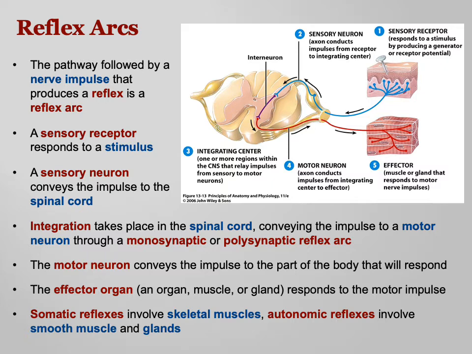So somatic reflexes involve skeletal muscles, autonomic reflexes involve smooth muscle and gland. We haven't really talked about the nervous system yet, but we just keep trying to preview this stuff, all right? So somatic is going to refer to skeletal muscles and to skin stuff. Autonomic refers to the involuntary things like digestion and breathing and heart rate and so on, all right?